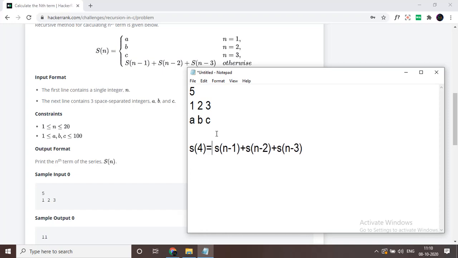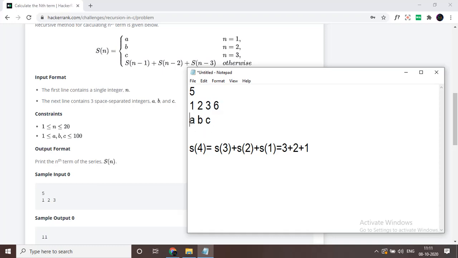What is the n value here? n means 4 here. 4 minus 1 is going to be s of 3, then s of 2, and 4 minus 3 is going to be s of 1. What are the values? s of 3 is 3, so 3 plus 2 plus 1. The fourth term is going to be 6 here. 3 plus 2 plus 1 is 6.